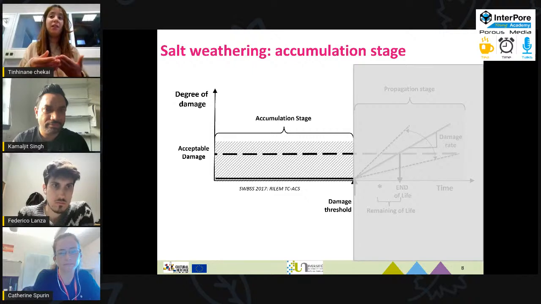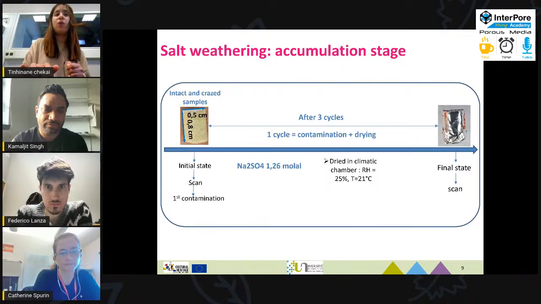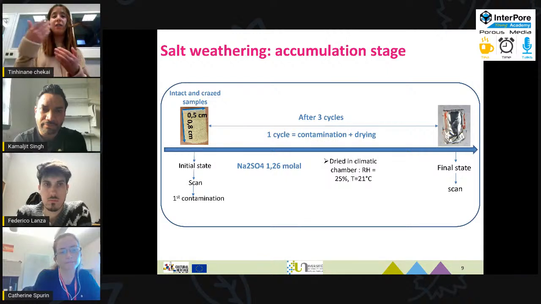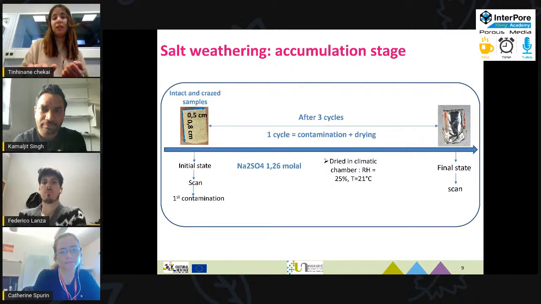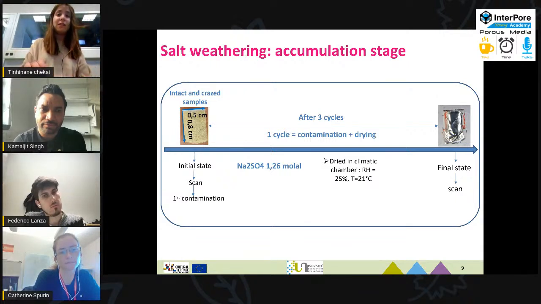So we have conducted the preliminary weathering test. As an accumulation stage, we took a core in our tiles and contaminated it with 1.26 mole of sodium sulfate. And then after the contamination, we dried it in a climatic chamber at 25% relative humidity and 21 degrees Celsius. We have done this for 3 cycles, contamination, then drying.